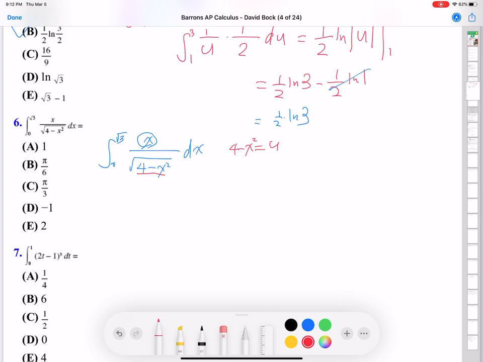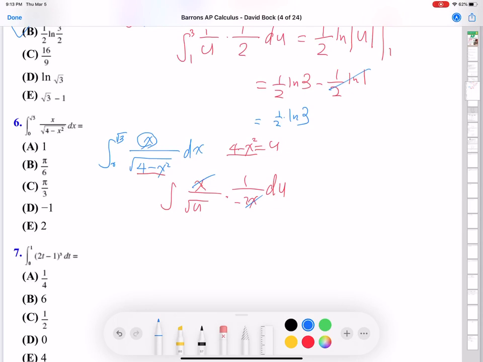That is dx. So the x in the numerator will be cancelled out, right? Let me show how to do that. The integral of x over square root of u, right? Because 4 minus x squared is going to be u. And then change the dx to du: 1 over the derivative of u, which is negative 2x, du. And then this x and this x cancel out. And then change those two numbers to u values, right?